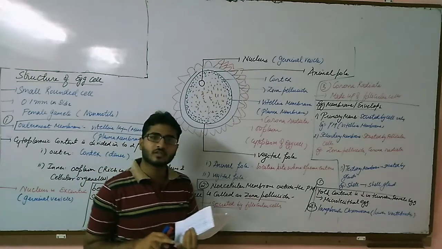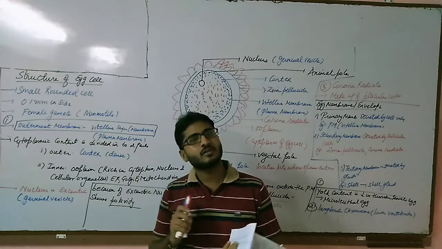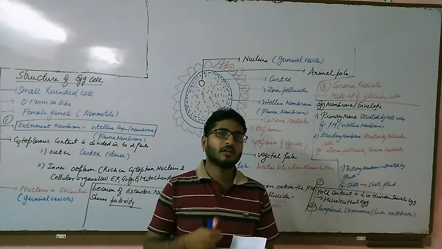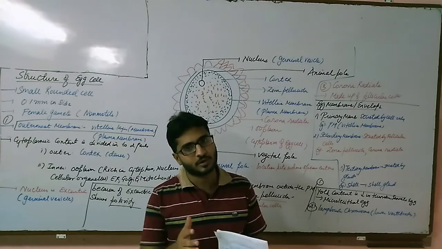So now we are done with the male as well as female reproductive system. Oogenesis and spermatogenesis are already completed, right? Now in the next part we will take up the hormonal control of the male as well as female reproductive system.